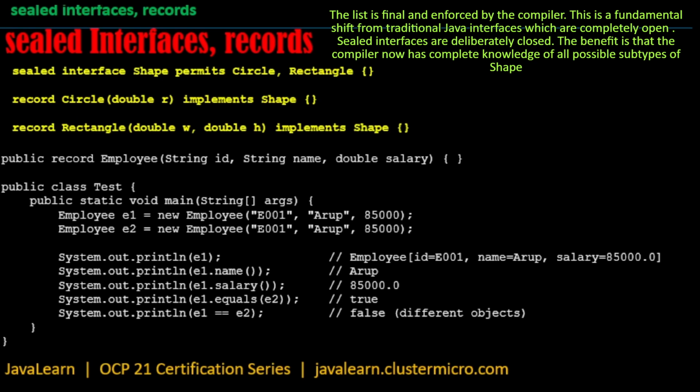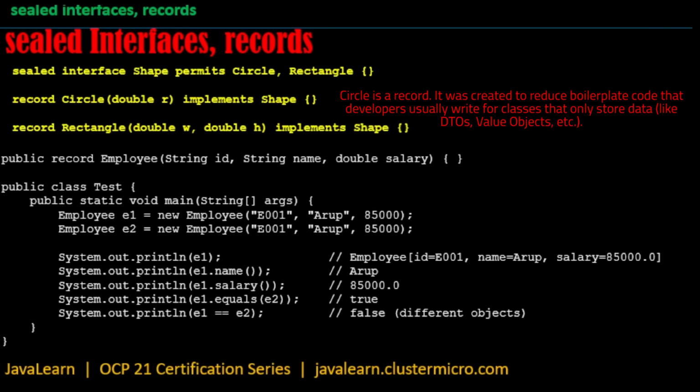Okay, then in line 2 we have record Circle(double r) implements Shape. So Circle is a record. Records were created to reduce boilerplate code that developers usually write for classes that only store data like DTOs, value objects, etc. Right? So it is a simple syntax: instead of writing a full class with private final fields, constructor, getters, equals, hashCode, toString, etc., you just write public record Circle(double r), right? That's it. One line does everything.